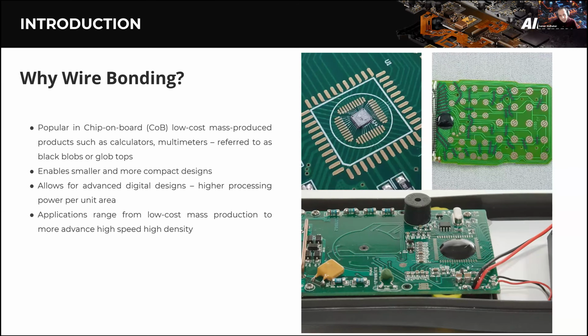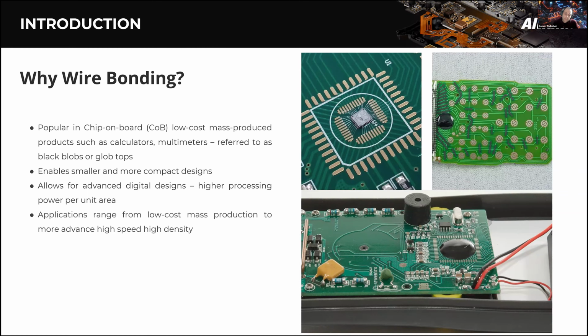You place a semiconductor die directly on the PCB without using the package. As you can see in some of the images on the right here, and you might have seen these sort of black blobs, they're called glob tops, in some of the circuit boards, such as very old calculators and multimeters. Now, why would you want to use wire bonding in these sort of applications?